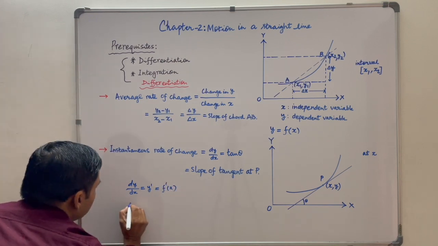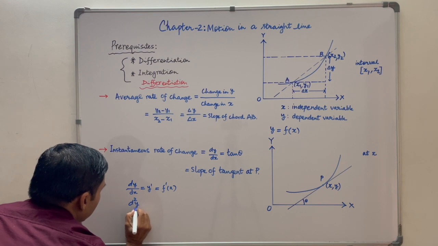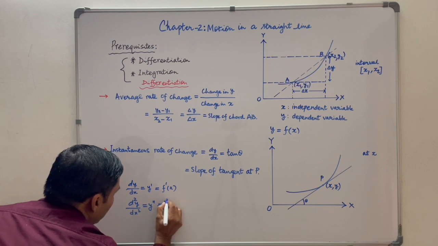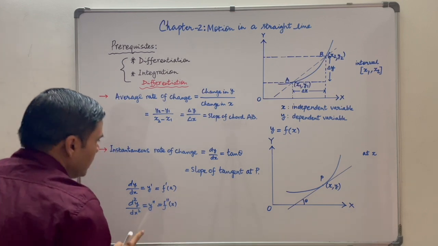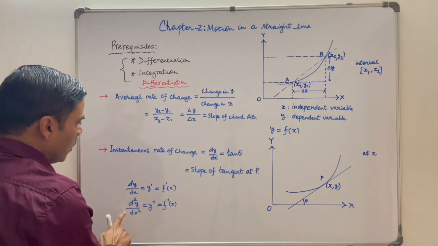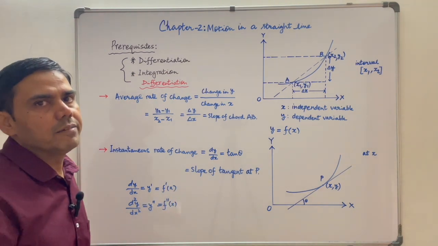The second order derivative can be written as d square y upon dx square is equal to y double dash is equal to f double dash x. Similarly, we can write higher order derivatives. Second order derivative onwards is called higher order derivatives.